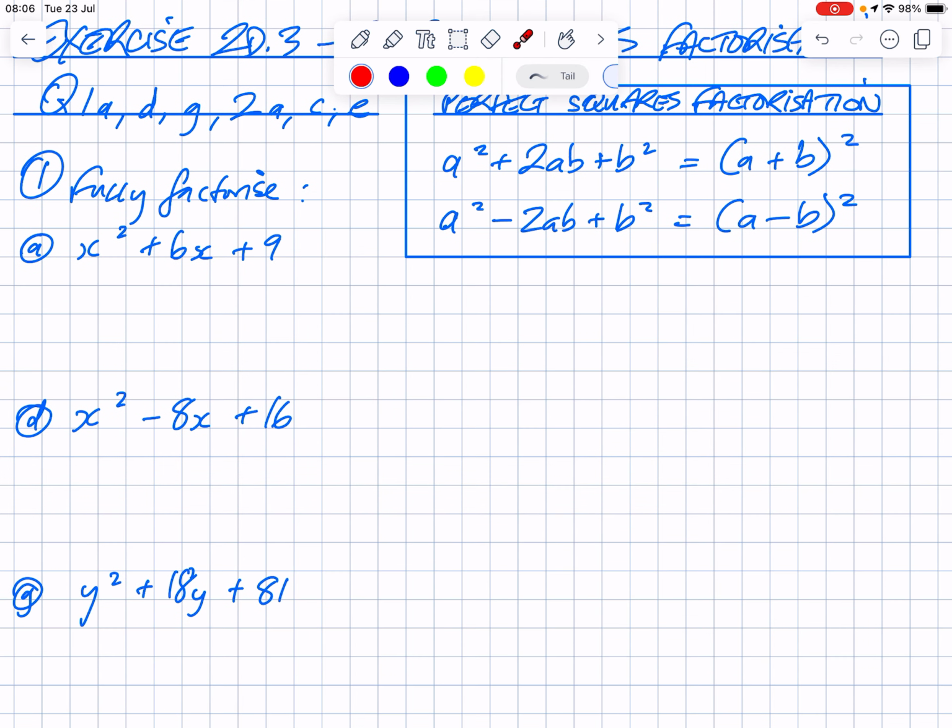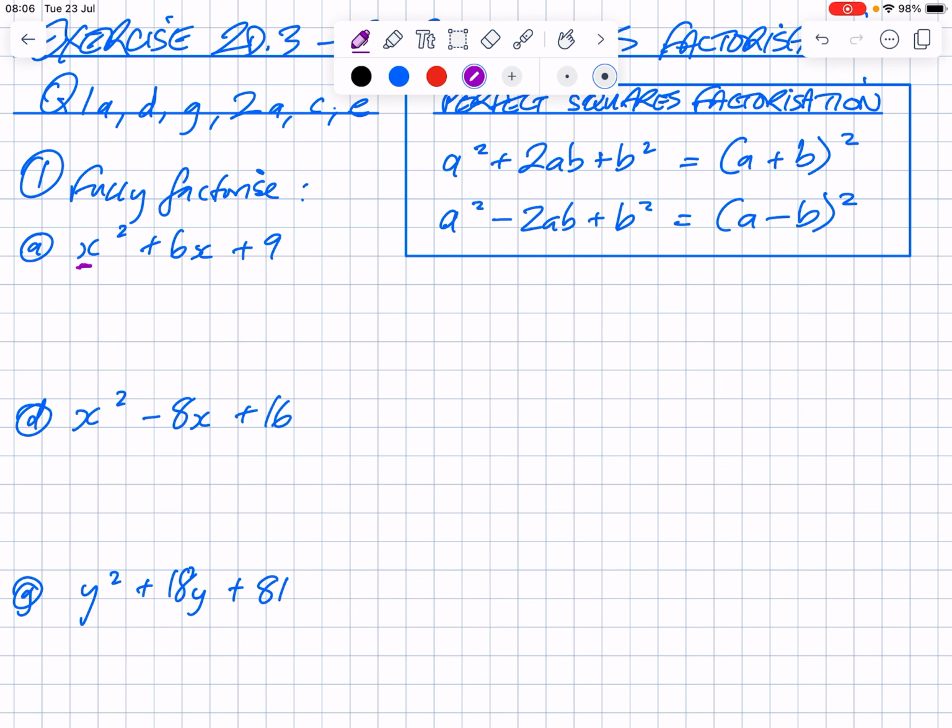So, fully factorize x squared plus 6x plus 9. So what are the checks that we do? Is this a square number? Yes. X squared, what do I square to get that? X, so that is our A. Is this a square number? Yes. It's 9, what do I square to get that? 3, so this is our B. And so our A is X, our B is 3.